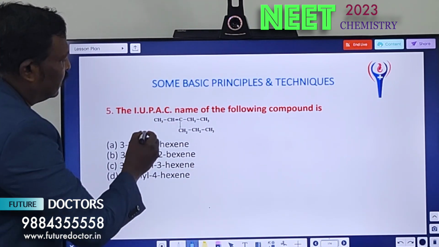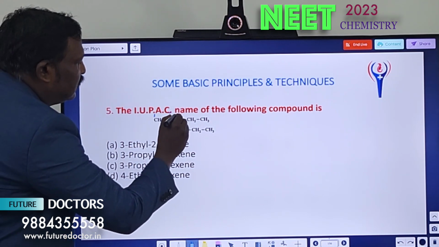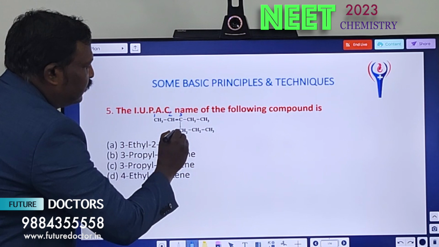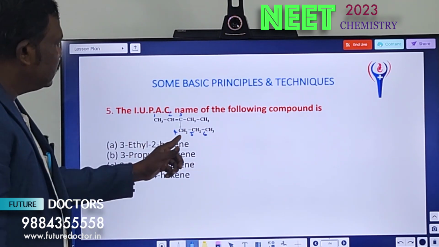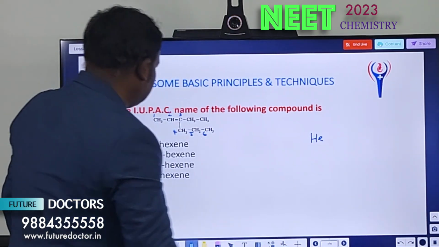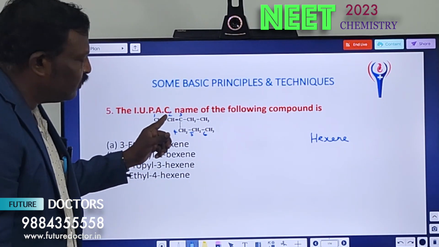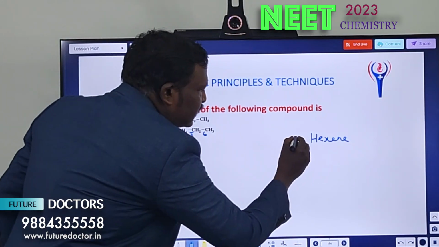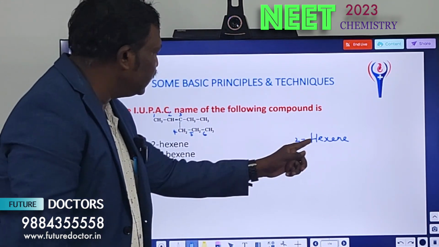Numbering means this is carbon number 1, this is 2, this is 3, this is 4, 5, 6. Correct or not? Okay, so there are 6 carbons. 6 carbons means hexene. Double bond in between 2 and 3 means we can say 2-hexene, or we can say hex-2-ene. Both are the same.